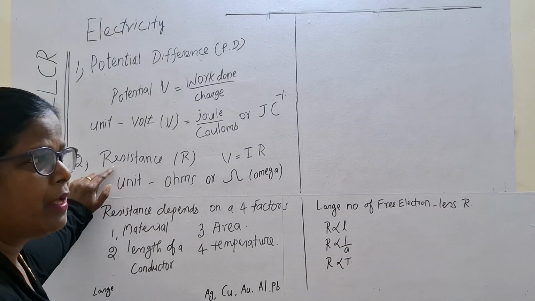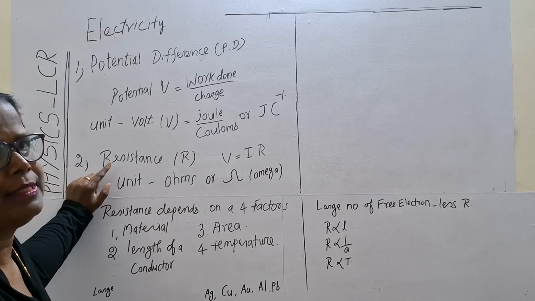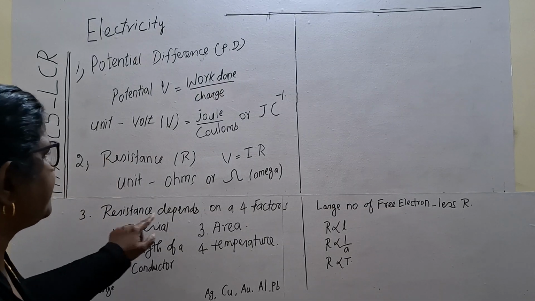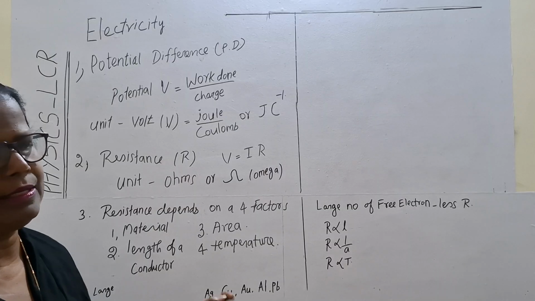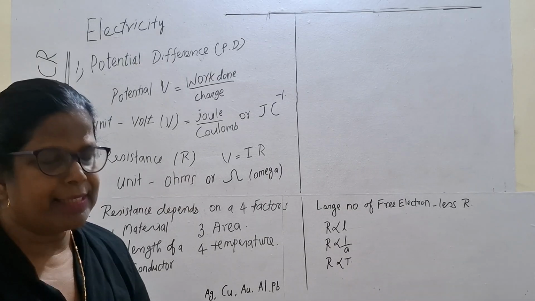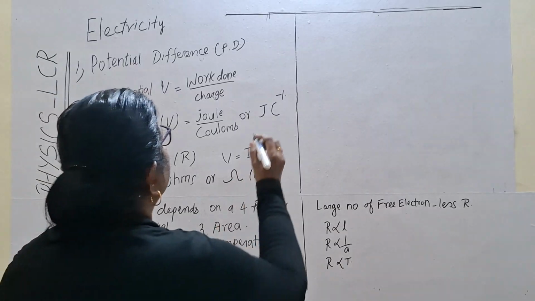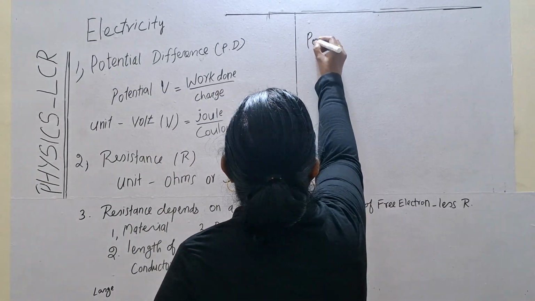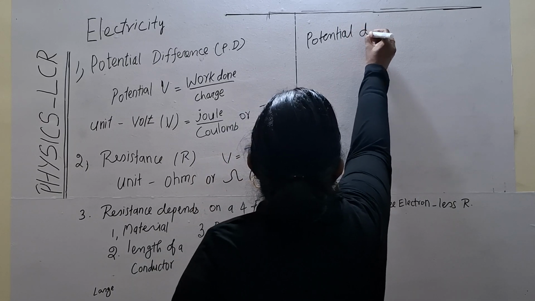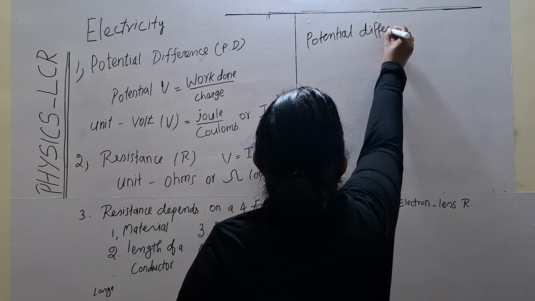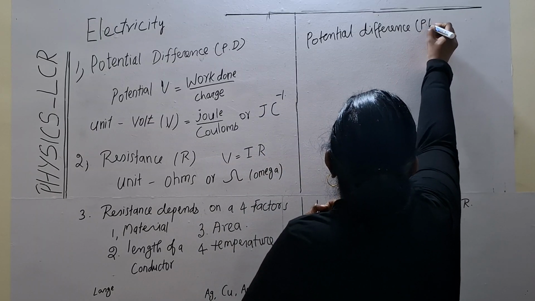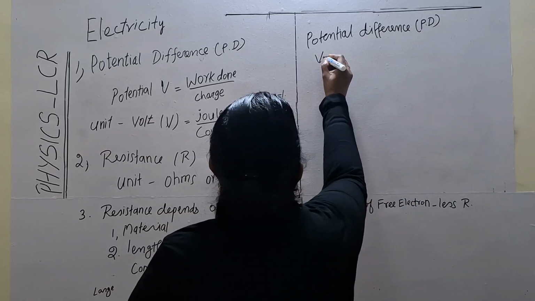Then resistance: all the metals offer resistance, which we are going to see next. Resistance depends on four factors, and we will see what they are. First, what is potential difference? We can say PD or voltage.